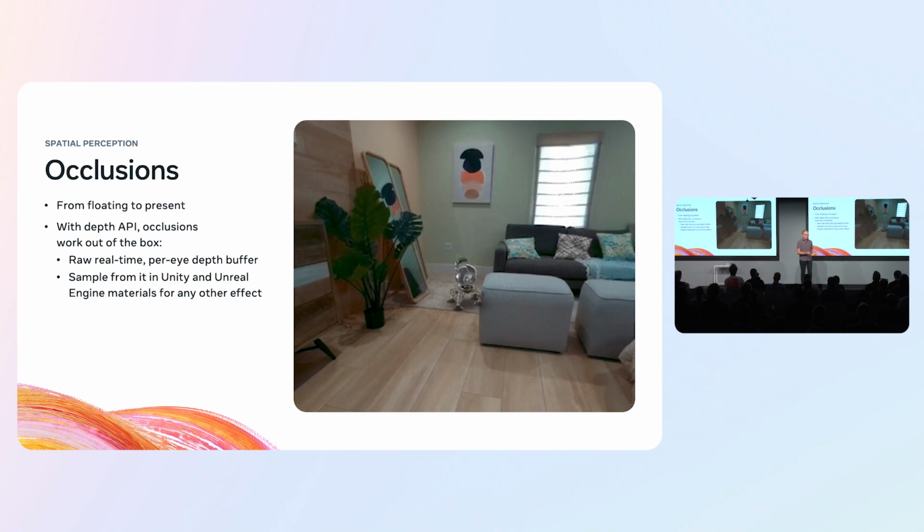Okay, so you've got your character, you've got him placed, you know what he's doing, but now there's another issue. Probably the biggest immersion breaker in MR is when you have a virtual object that goes behind a physical object and you can still see it. Your mind goes, whoa, wait a sec, something is definitely wrong here. So with the Depth API, it's easy to implement dynamic occlusion.